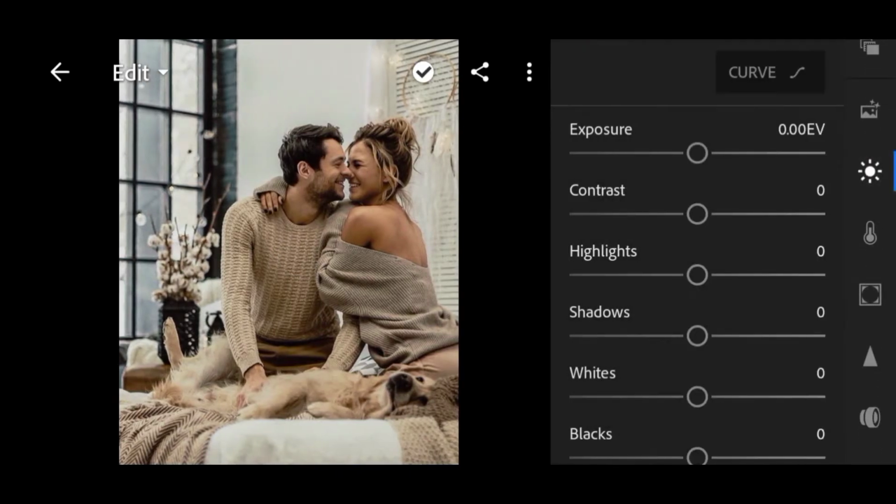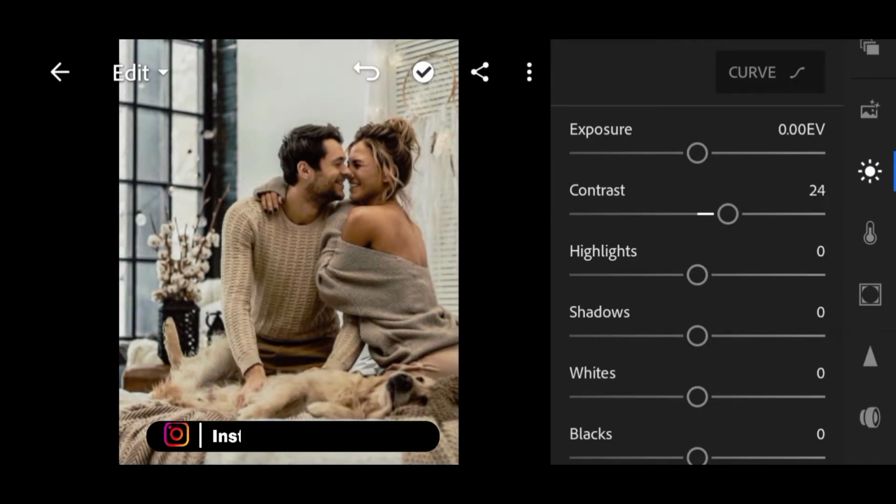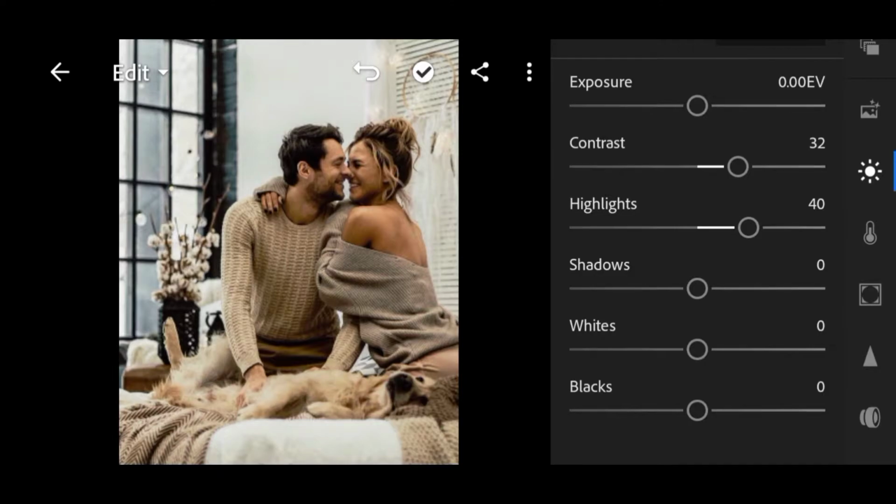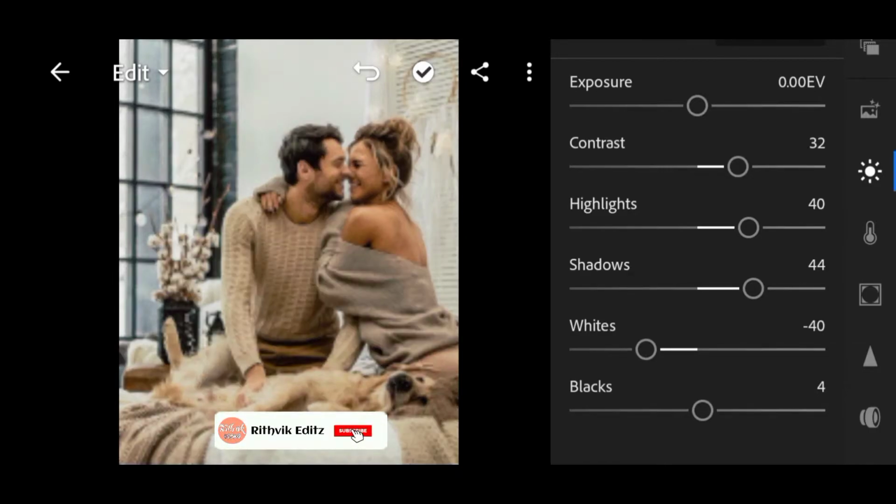First, go to light. Contrast plus 32. Highlight minus 40. Shadow plus 44. White minus 40. Black plus 80.